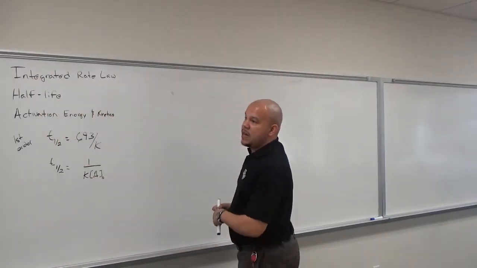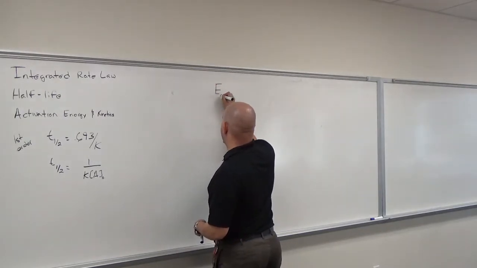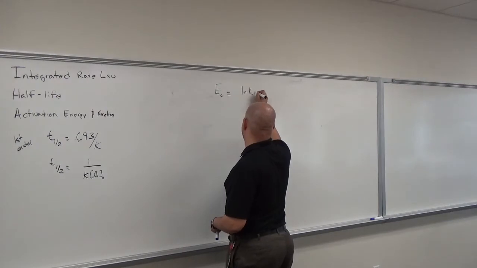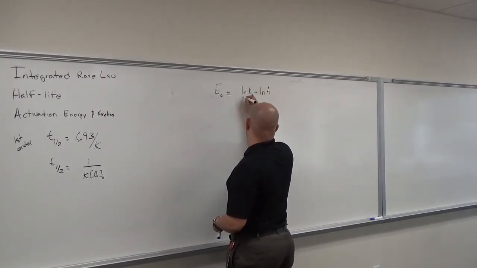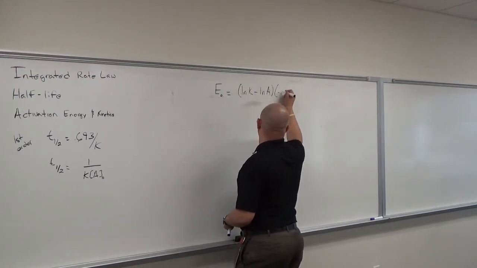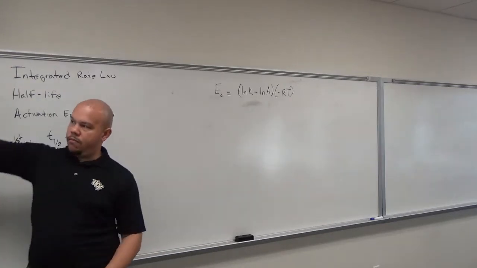Simplest way is going to be to use the second one, which means that solving for EA gives us activation energy is equal to natural log of K minus natural log of A, multiplied by negative RT. So all I did was rearrange this equation here.